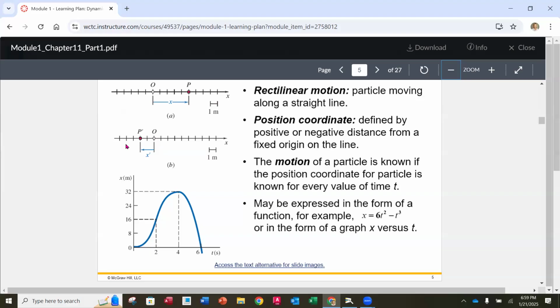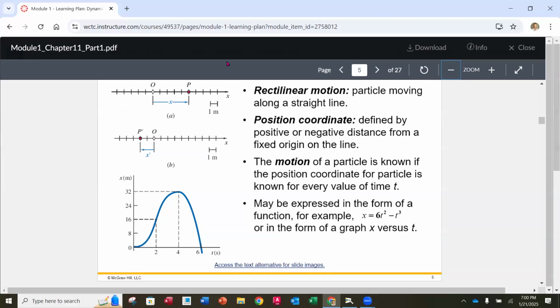Now, the motion of a particle is known if the position coordinate for the particle is known for every value of time. So when we talk about motion, we're not just interested in its coordinate, but what is happening as a function of time, right? We're expecting that if something has motion, it is moving. So if we look at time 1, where are we at? At time 2, 3, 4, and successive, most often seconds, what is happening as that is moving?